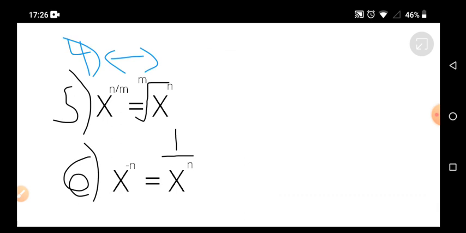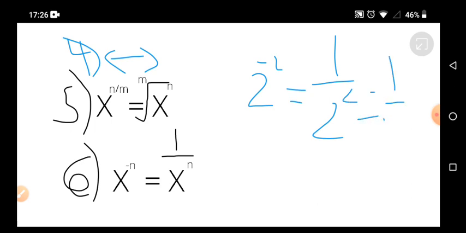This last one is worth noting though, that x to the power of minus n is equal to 1 over x to the n. So if n is a negative power, we take the reciprocal of x, but we keep the positive power on x. So x to the power of minus 2, so 2 to the power of minus 2, is equal to 1 over 2 squared, which is 1 over 4. Okay, so that's what negative powers do, they do the reciprocal.